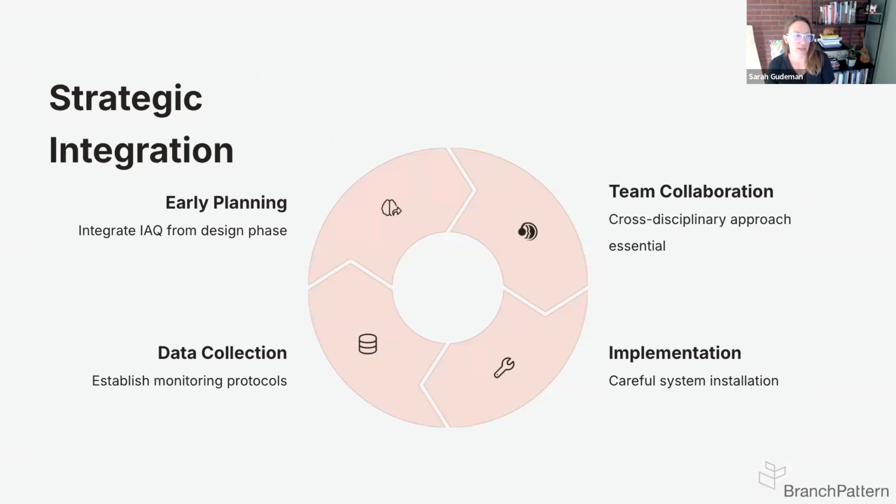So when we're integrating, you've probably heard before, but early planning and integration and having those conversations earlier is better. So talking through what are the goals of this project? How do we add value? What is or isn't important? And how do we specifically achieve IAQ performance targets if we're pursuing a LEED v5 certification? Schematic design, that's a great time. Getting the team involved beyond who you would think.